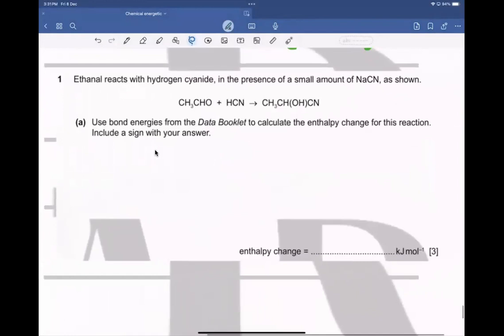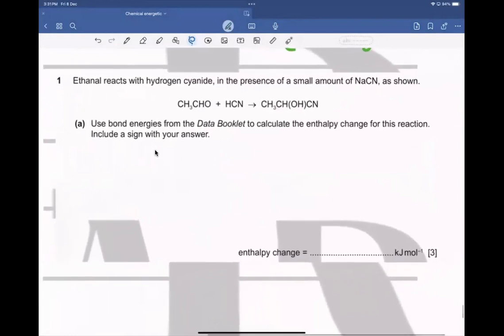okay. Now, is this question is readable? Yes? Yes, sir. Yes, sir.